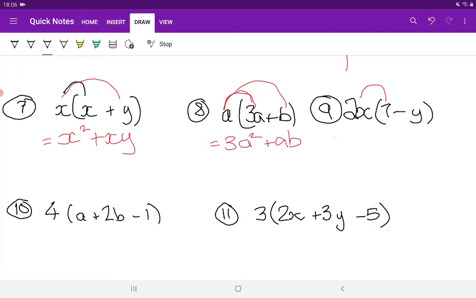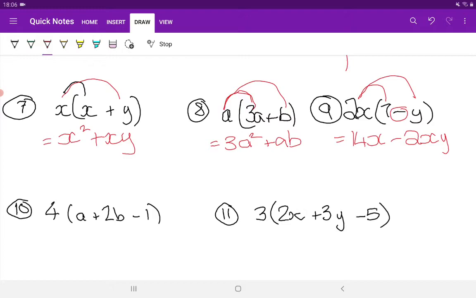So we need to multiply the numbers together. 2 times 7 is 14, and then the only letter we've got is x, and then it's take away. 2x times y is just 2xy. Remember, that means 2x times y. So you're really just writing all the parts of the term together like that.